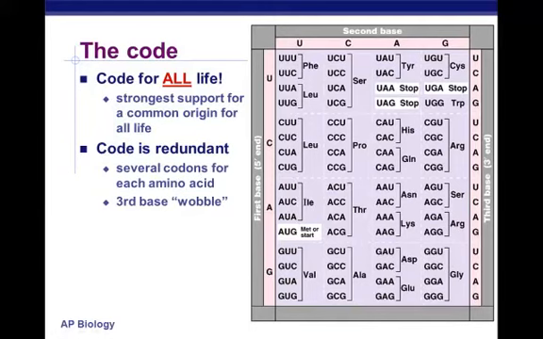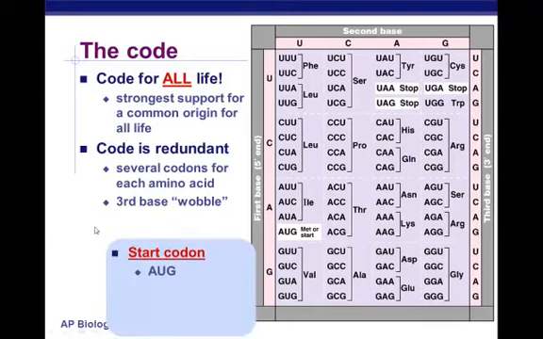And notice there's a little wobble, what we call wobble, in the third base. For all these codons, the first 2 letters are the same, and the third letter could switch. We could have a mutation in that third letter, and it's still going to put in the same amino acid. So that's the wobble, that third base wobble. It allows the cell to have a little mutation there, a little change in that last code letter, without actually changing the protein sequence very much.